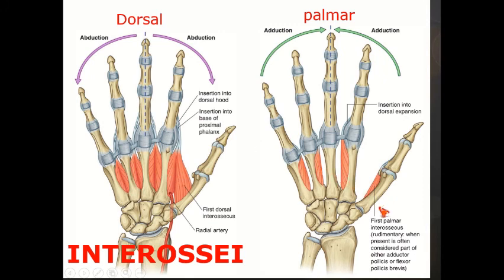Whereas the palmar interossei are unipinnate muscles. The first palmar interosseous arises from the ulnar side of the first metacarpal, and the second palmar interosseous arises from the ulnar side of the second metacarpal. The third palmar interosseous arises from the radial side of the fourth metacarpal, and the fourth palmar interosseous arises from the radial side of the fifth metacarpal. So the third metacarpal does not give origin to any palmar interosseous muscle.